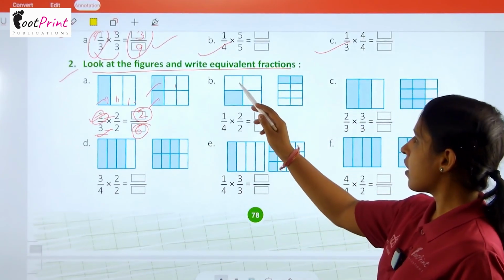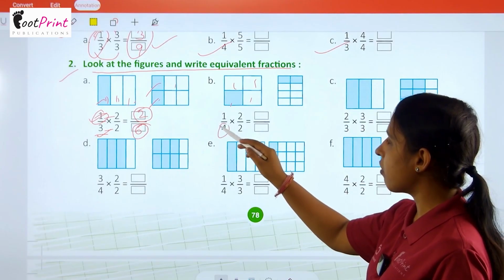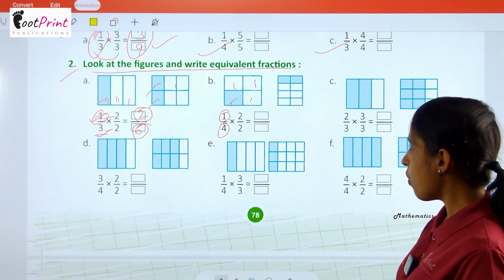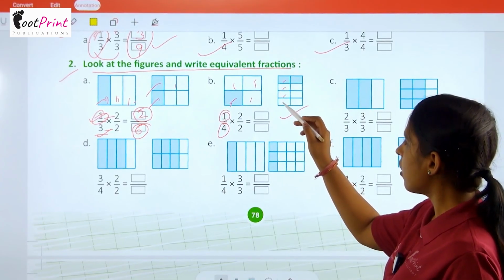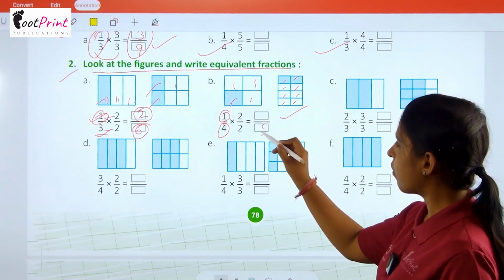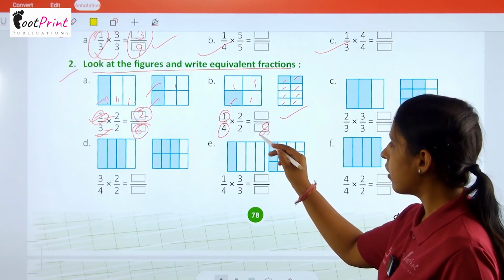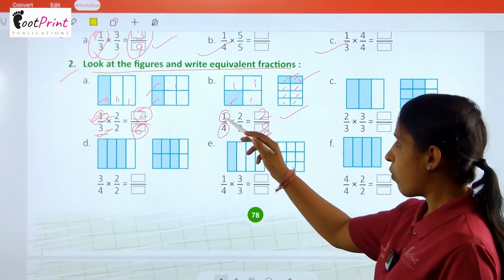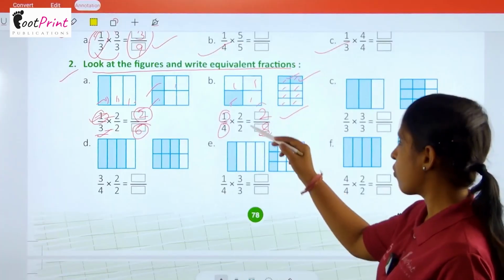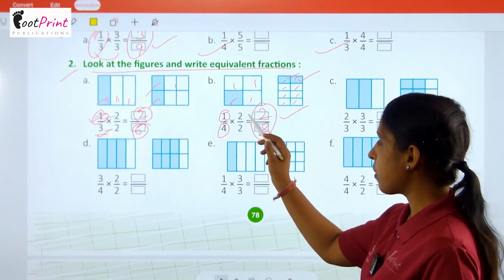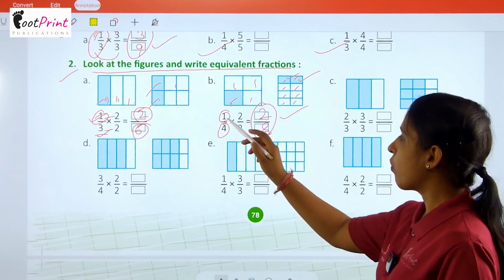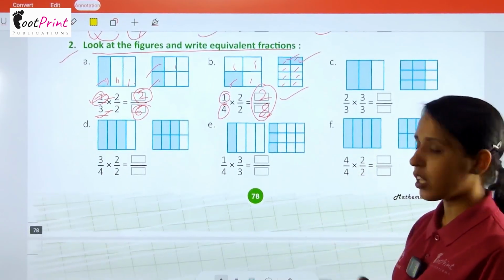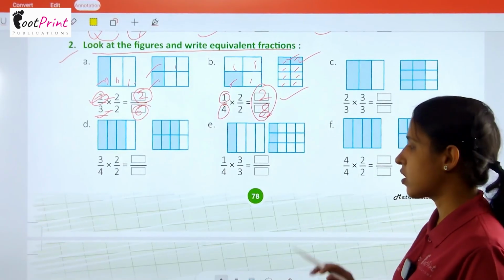Here also we can see 1, 2, 3, 4, 4 parts are given and the shaded part is 1, and both are multiplied by 2. What will we get? Here there are 8 parts, so the denominator will become 8 and 2 parts are shaded, so the numerator will become 2. So the equivalent fraction of 1 by 4 is 2 by 8. And we multiply both of them by 2, so we get 1 into 2 and 4 into 2 is 8. Like that we can find the equivalent fractions of all the questions. Okay.